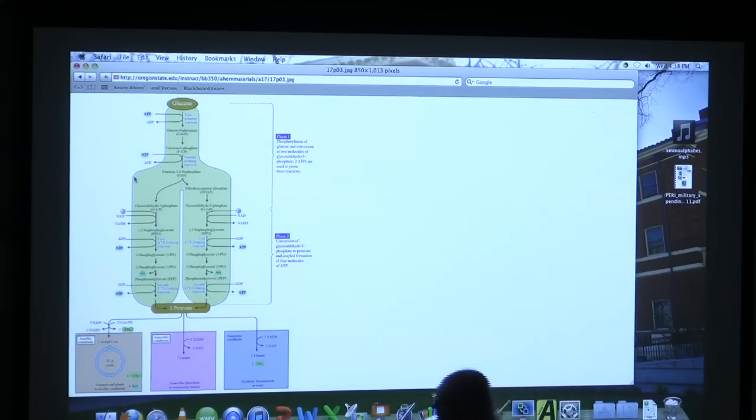Now, I'm not going to make you memorize all the structures inside of glycolysis. Ah, you have something to feel good about now, right? Okay. I do think that you should know the names. Okay? And I think you should know the names of the enzymes. Okay?